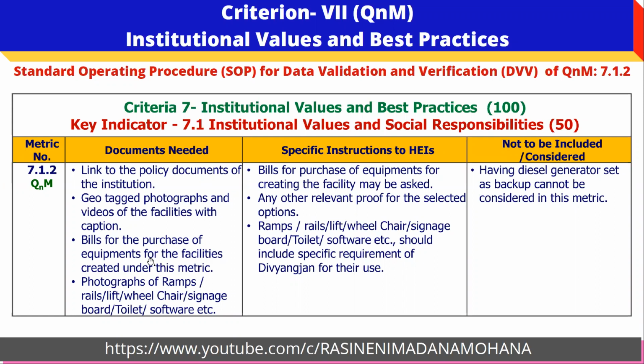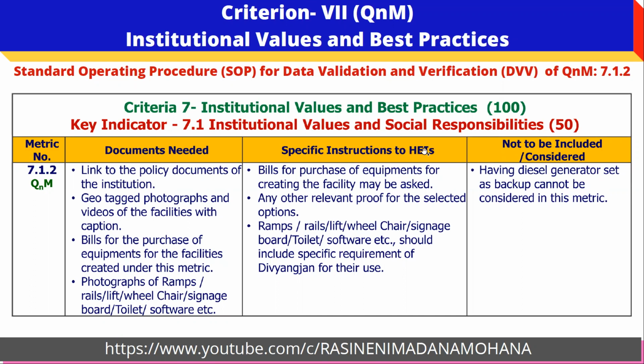Any equipment needed for alternative energy, for disabled-friendly facilities, any software, any equipment, for that, bills need to be provided. Then for ramps, rails, lifts, wheelchair, signage board and a toilet for disabled persons, any software, photographs are required for all these. Every photograph should be geotagged.